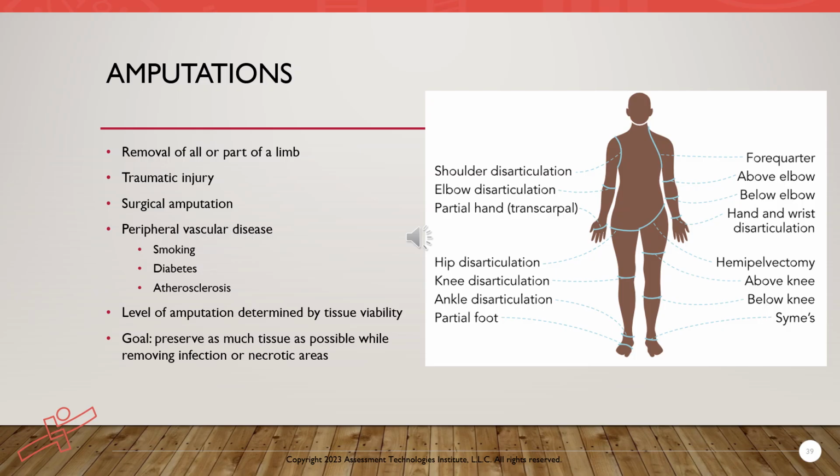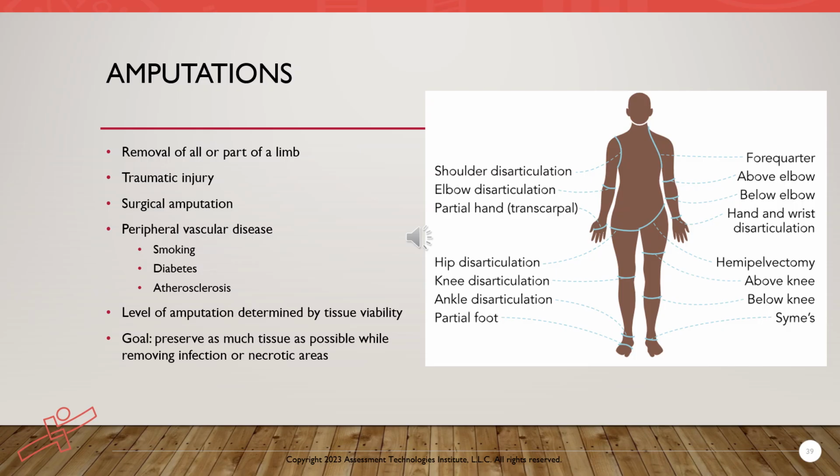For the nursing process, assess the pain level, including phantom pain. Assess the color and condition of the stump, the ability to perform ADLs, emotional response and coping, signs of infection, and fall risk.